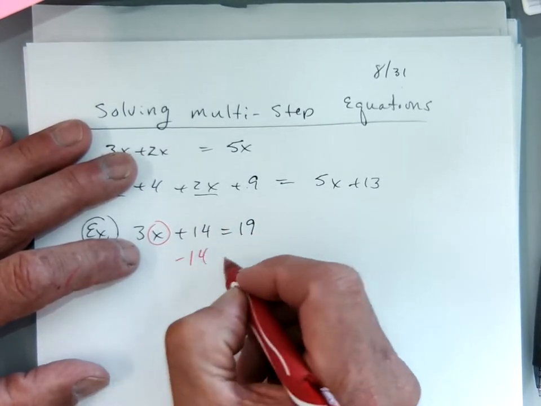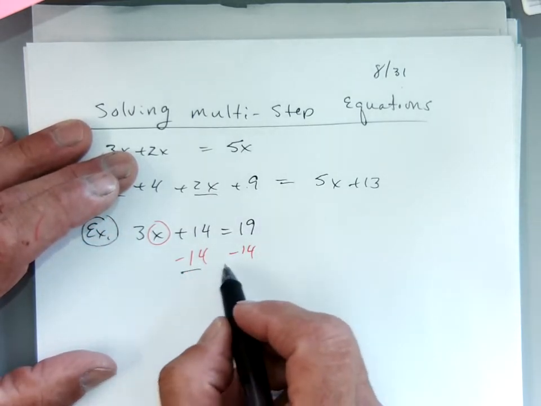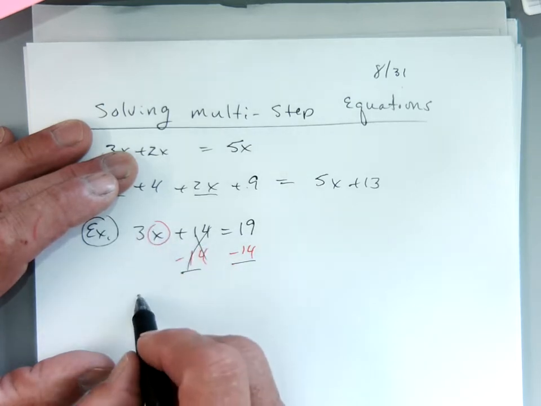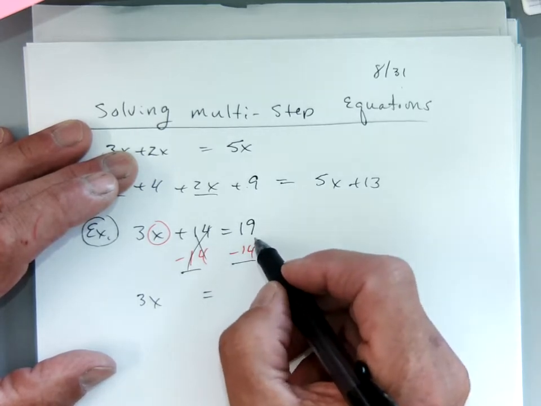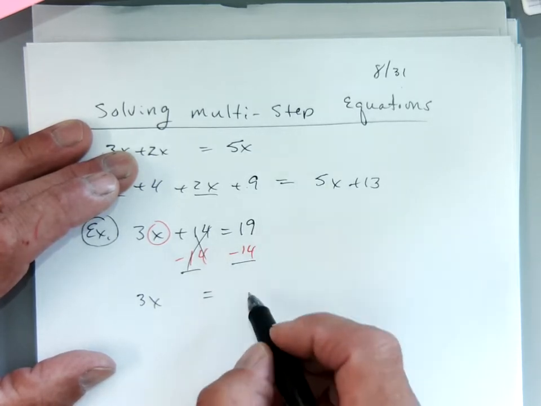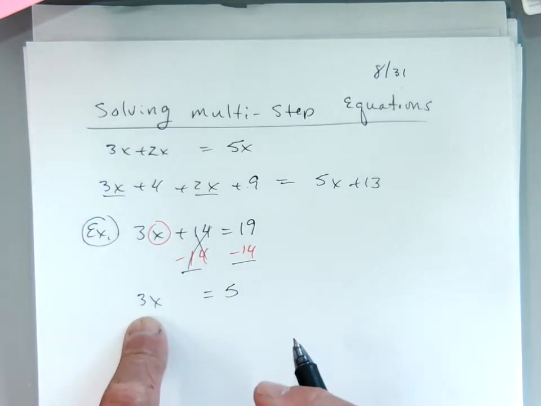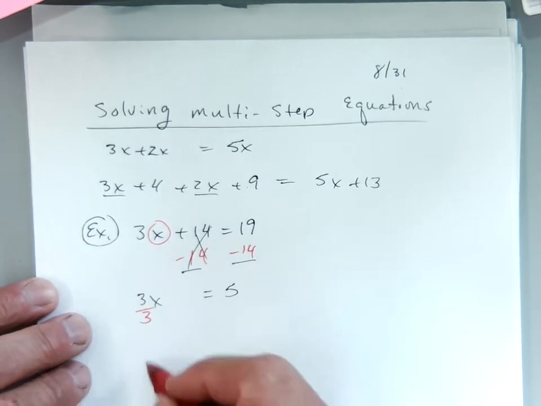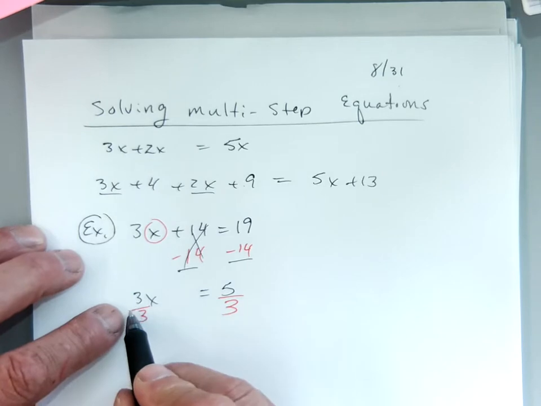Go minus 14, and by doing this, it'll cancel the 14. The 3x will slide down. The 14's gone. Equal sign slides down, and 19 minus 14 is 5. 3x means 3 times x, so we're going to divide by 3 to cancel out 3 times x. Divide by 3, divide by 3. That's my division sign.